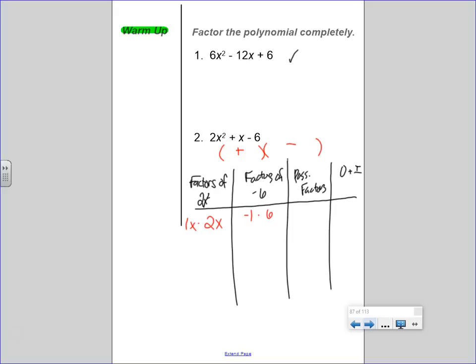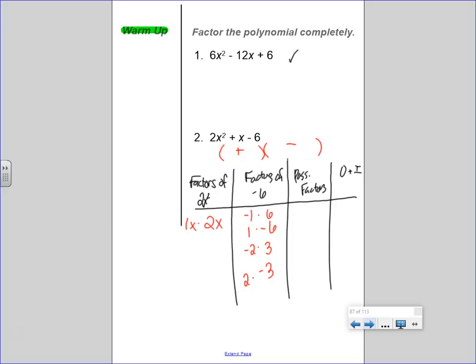Are you sure about that? That's wrong. Couldn't it be -1 times 6? Couldn't it be 1 times -6? Couldn't it be -2 times 3 or 2 times -3? Now, in there somewhere is the right answer. We just have to find it. And as we get better at it, we get faster at finding it.